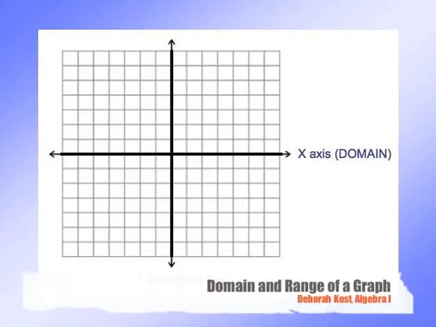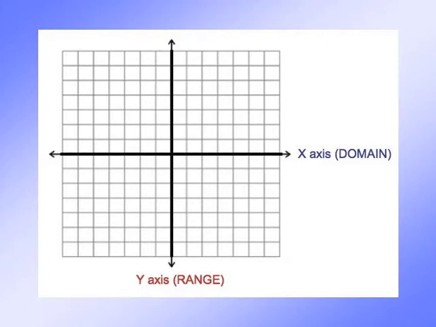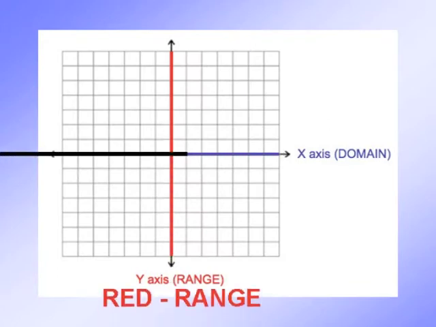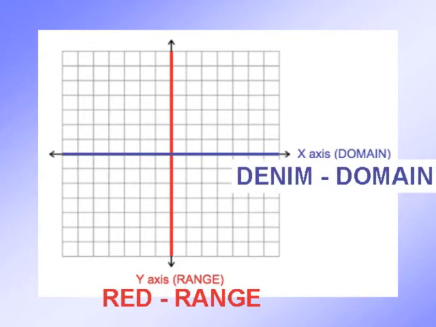We're going to learn how to identify the domain and range of a graph. One of the easiest ways to do this is to identify color with the axis. For the y-axis, we're going to use red for range, and for the x-axis, we're going to use denim for domain.